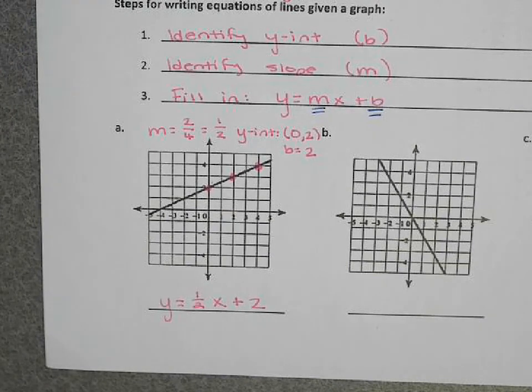Try B and C on your own. See if you can write what the m value is. See if you can write what the b value is. You don't have to move on to writing the equation yet, but just try to get the m and the b value for both B and C.